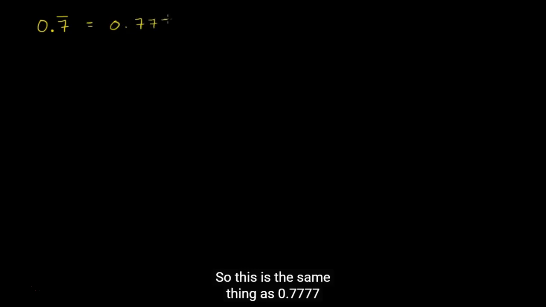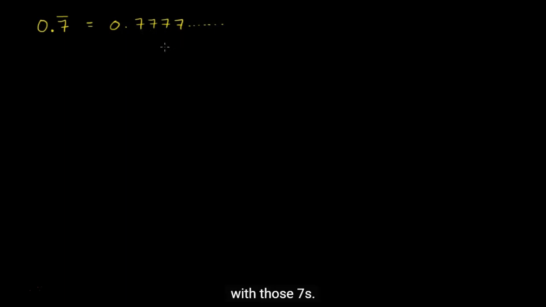So let's say I had the repeating decimal 0.7 repeating, and sometimes it'll be written like that, which just means that the 7 keeps on repeating. So this is the same thing as 0.7777, and I could just keep going on and on and on forever with those 7s. So the trick to converting these things into fractions is to essentially set this equal to a variable, and we'll just do it step by step.